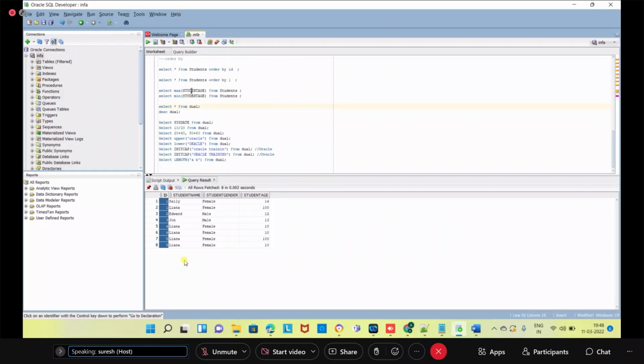Let's see one more. So this max, everything is clear, right? If you want to know only the maximum salary or the maximum age from the students, then we can directly write the max function without having any group by.